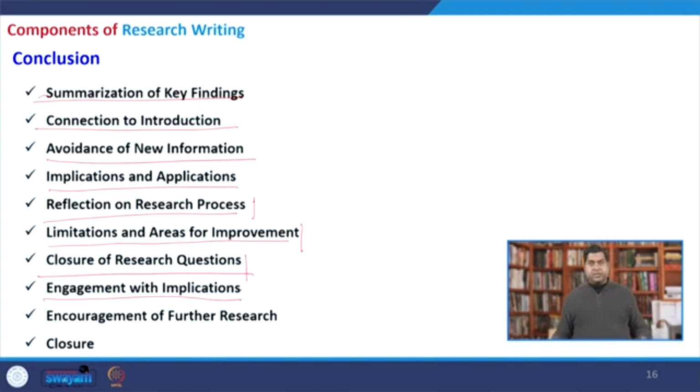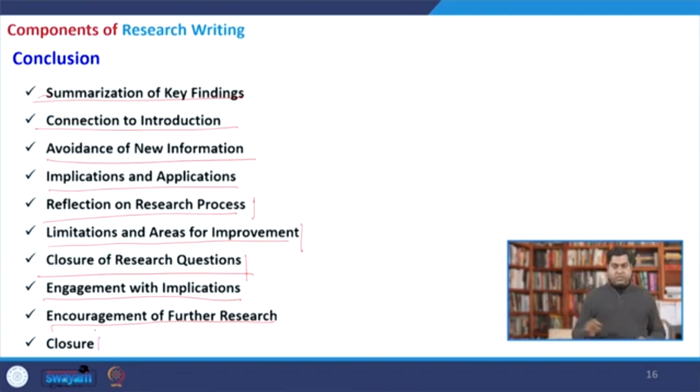Engagement with the implication, so that you say, okay, this is your finding, this is your result, but who is going to use it. So if there is some kind of implication of that particular research, a practical recommendation, you can add that. And encouragement for future research: your findings may lead to some kind of future research. Probably this is step number 1, so that may lead to the next step of your next objective, or it may lead to some new direction that is of interest.